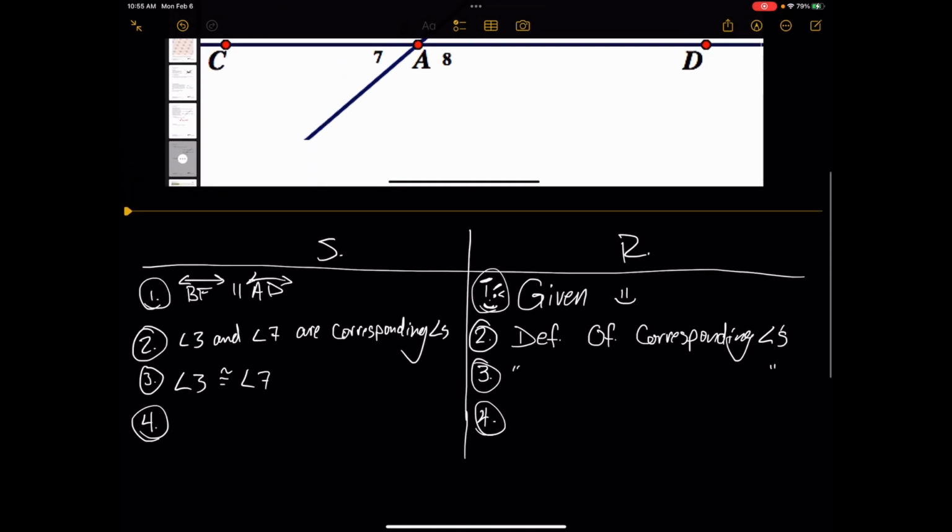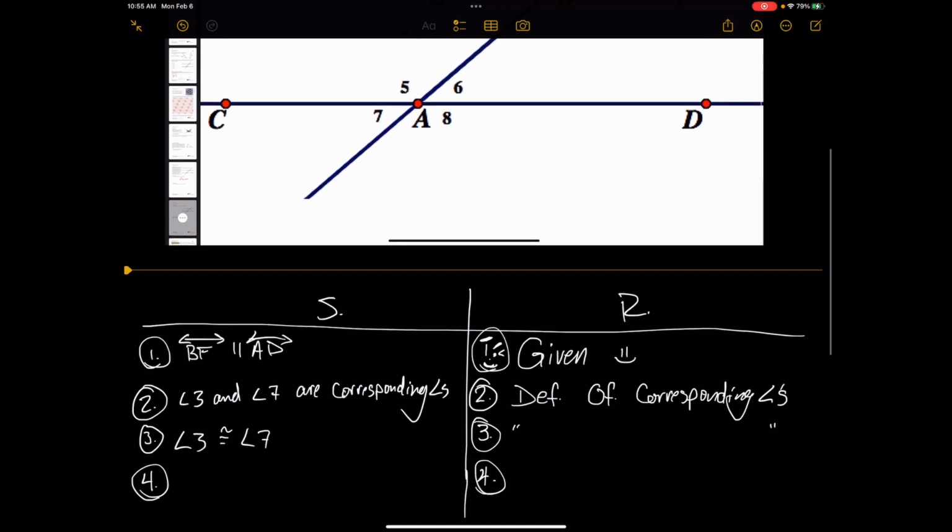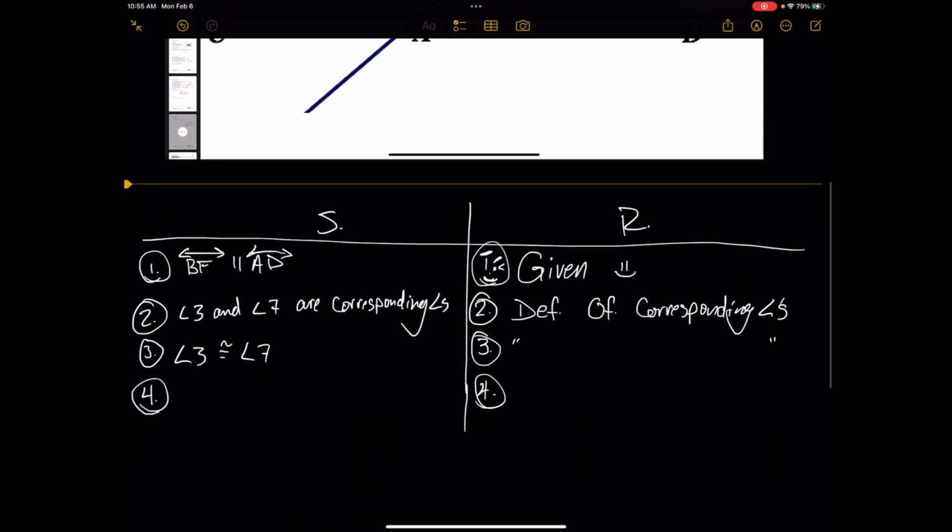Wait, hold on. Angle 7 and angle 5 equal 180. No, linear pair, not vertical. Linear pair. Words are difficult. So angle 5 and angle 7, very good, are a linear pair.